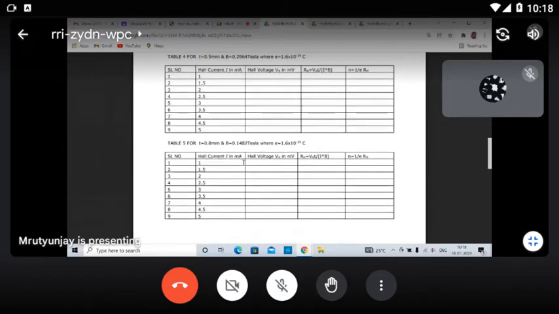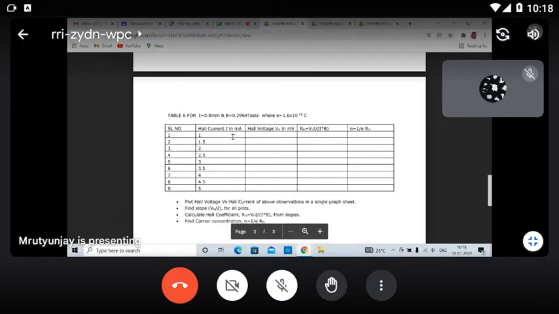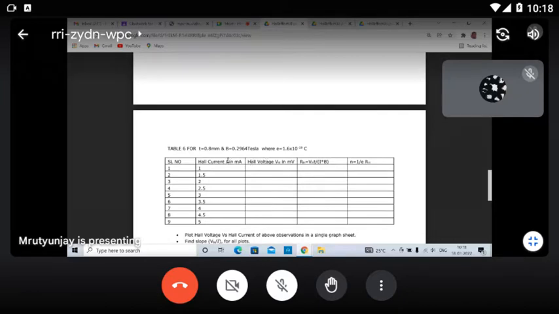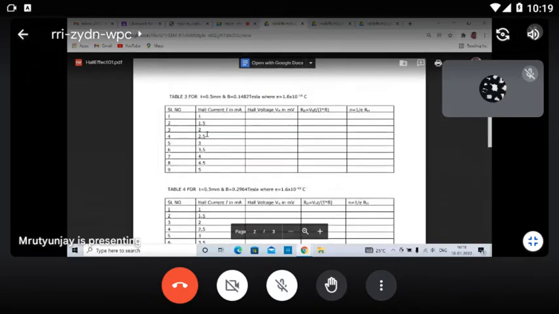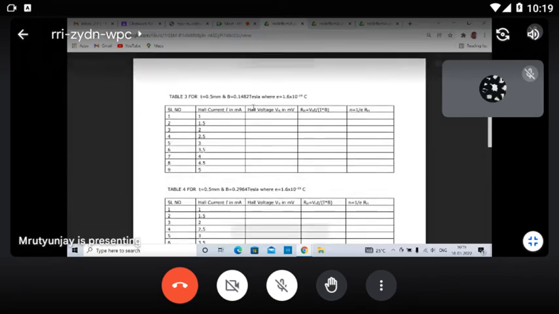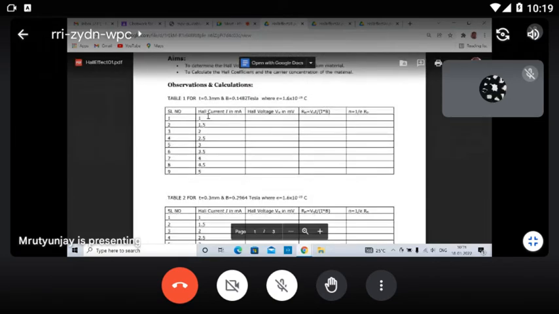See also table 5 with 0.1482 and table 6 with 0.2964. For table 5 and table 6, T should be 0.8 mm. Accordingly, for table 3 and 4, T is 0.5 mm, and for table 1 and 2, T is equal to 0.3 mm. So right now I'm going to the experiment.